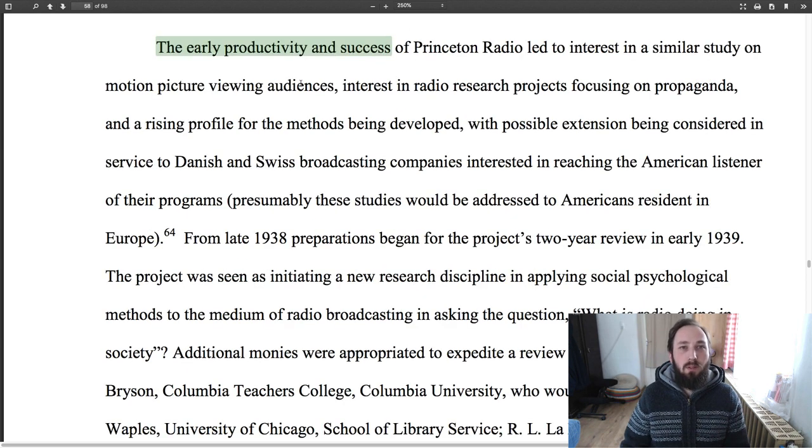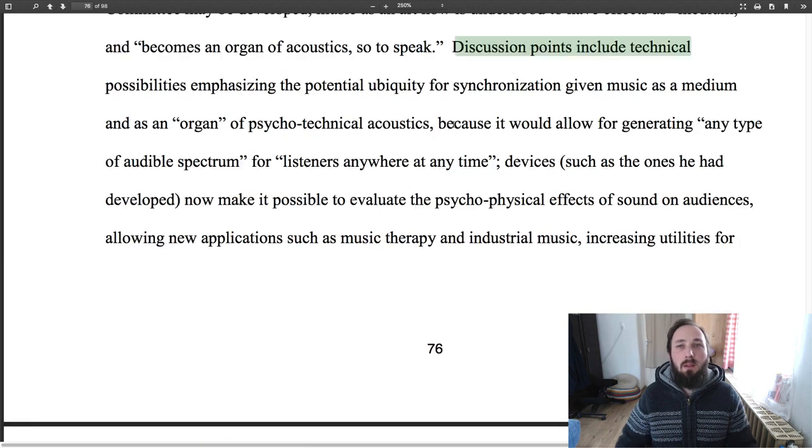The early productivity and success of Princeton Radio led to interest in a similar study on motion picture viewing audiences, interest in a radio research project focusing on propaganda. Discussion points included technical possibilities, emphasizing the potential ubiquity for synchronization given music as a medium and as an organ of psychotechnical acoustics, because it would allow for generating any type of audible spectrum for listeners anywhere at any time.